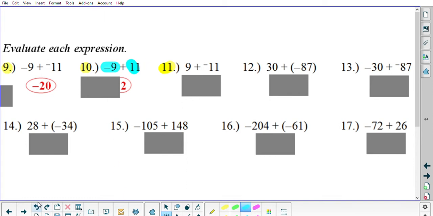So, since the 11 wins and it is positive, your final answer should be positive. You don't have to write the tiny little positive symbol if you don't want to. It's just going to be positive 2, regular 2.